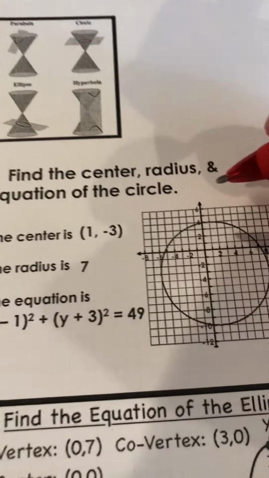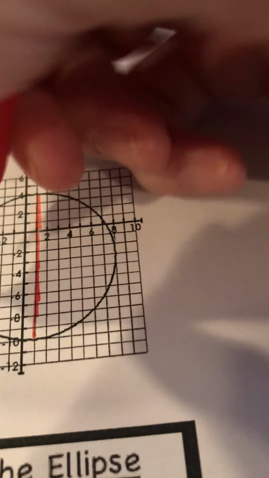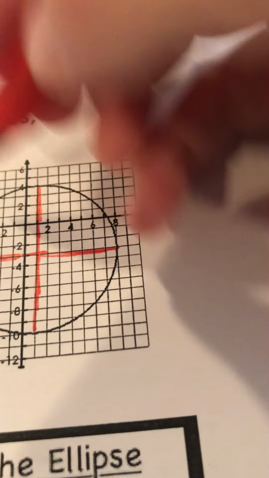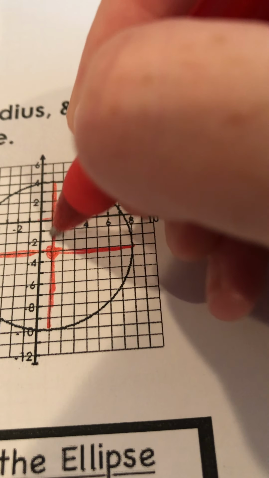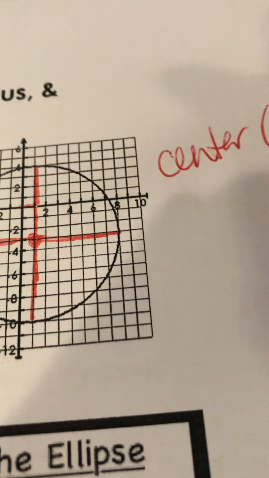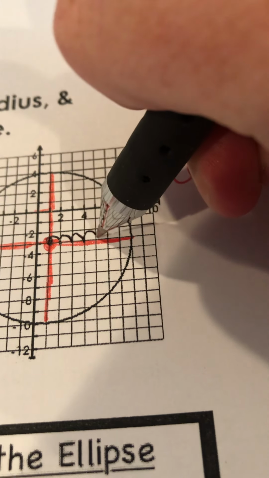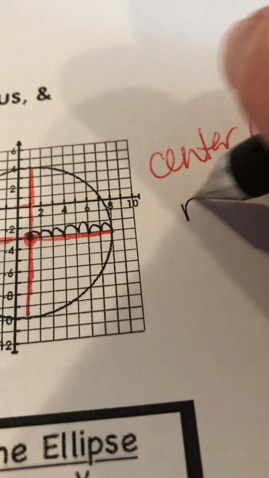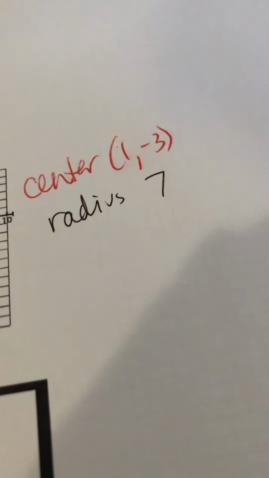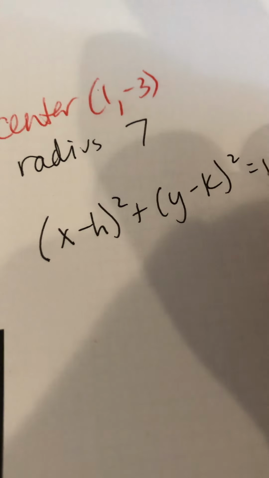So right here, the way that we find the center of a circle is we go from top to bottom and left to right. We can see right here that at right 1, down 3, that's my center: 1, -3. And from the center it went out 1, 2, 3, 4, 5, 6, 7. So that's a radius of 7. The equation for a circle is (x minus h) squared plus (y minus k) squared equals r squared.